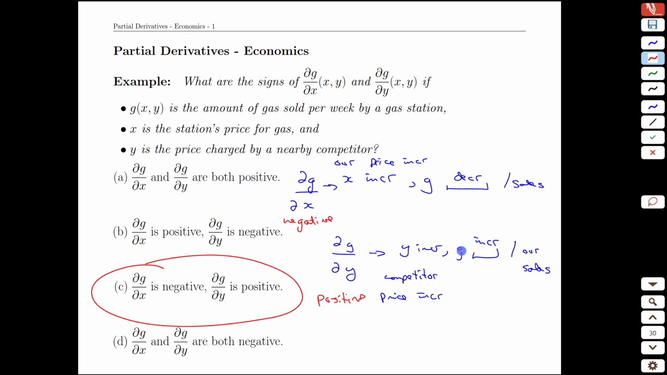The analysis, though, always comes down to the same process. If we were to increase the variable X, that's going to give us information about the partial derivative of G with respect to X. We just need to figure out what the consequence is in the scenario. And we just repeat the same idea for Y.